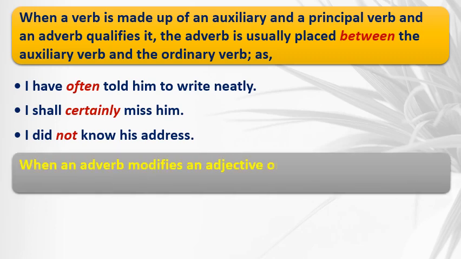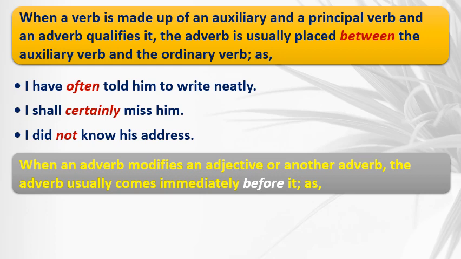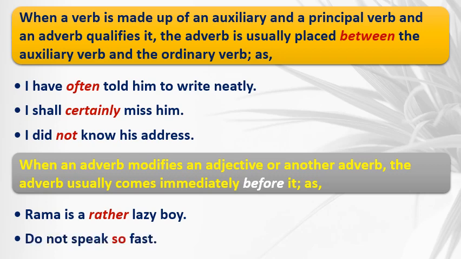So when an adverb modifies an adjective or another adverb, the adverb usually comes immediately before it. To clarify it, let's see some examples. Rama is a rather lazy boy. As we can see, rather is an adverb in the sentence and it is modifying an adjective, that is lazy. So that is why it is placed immediately before it. Before it means before an adjective.